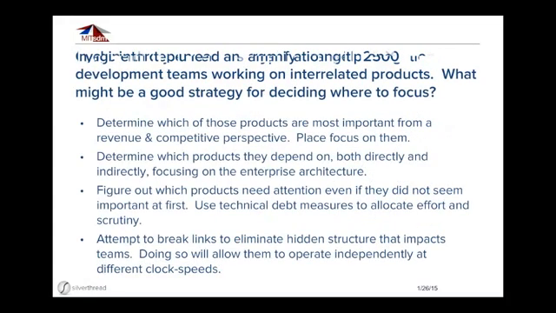So imagine that you lead an organization with 2,500 development teams, and they're working on interrelated products. What's a good strategy for deciding where to focus, right? So you have limited focus. You don't even know what all of them are. What do you do, right? So maybe you want to determine which of those products are most important from a revenue and competitive perspective, and obviously place focus on those, and that's what you would do naturally.